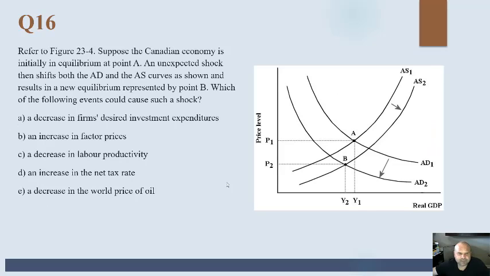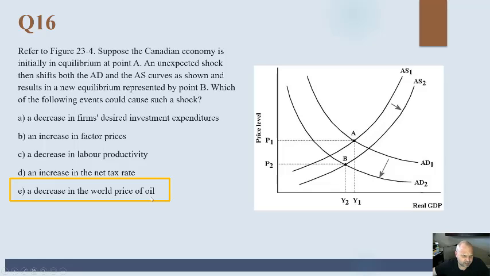Okay, next question. Refer to this figure here. We have an aggregate demand curve and an aggregate supply curve. Suppose the Canadian economy is initially at point A here. An unexpected shock then shifts both the aggregate demand and aggregate supply curves as shown and results in a new equilibrium at point B. So which of the following events could cause such a shock? Here we have both curves shifting, so which one of these could be responsible? The correct answer is E, a decrease in the world price of oil.